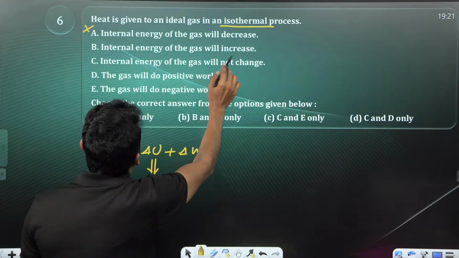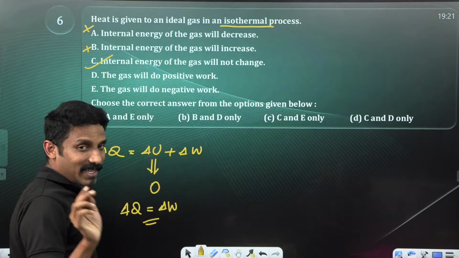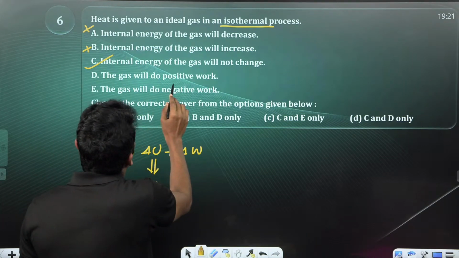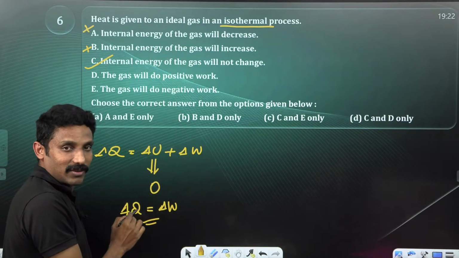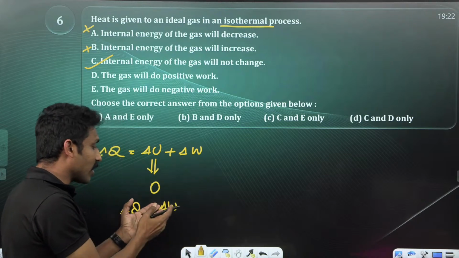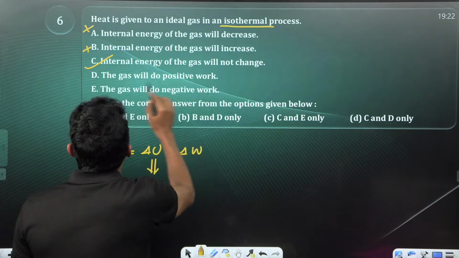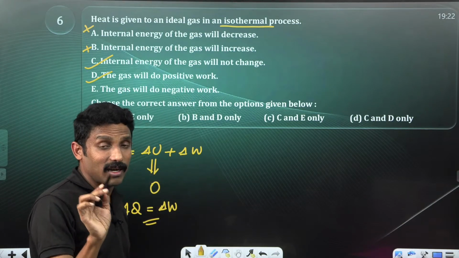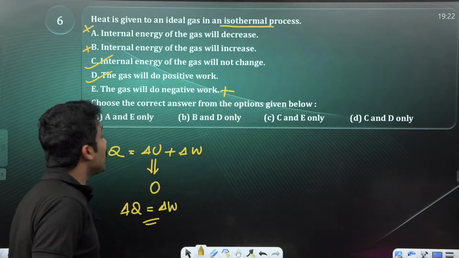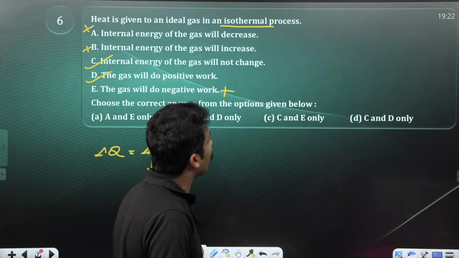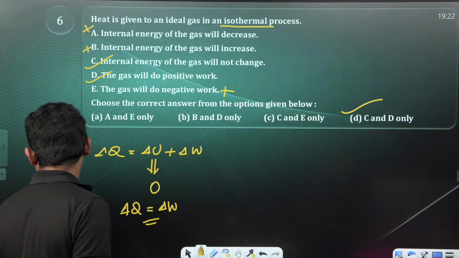Now, internal energy of the gas will increase is also incorrect. Internal energy of the gas will not change; that is true, so C is true. Now, the gas will do positive work. Yes, if heat is given, delta Q is positive, then work done is also positive because they are equal. Clear? So D is correct. C and D are correct. Now E, the gas will do negative work, is incorrect. So C and D only means option 4 is the answer. Understood?